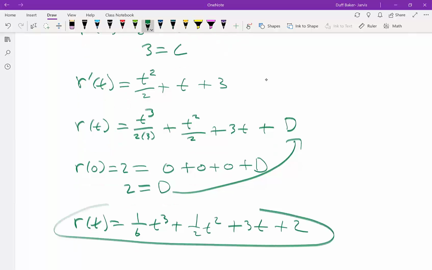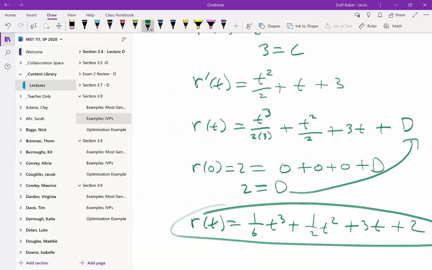Okay. Alrighty, so any questions about that? All right, so that's it for section 3.9.